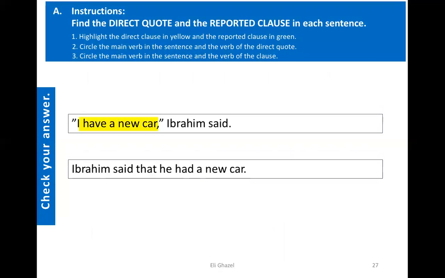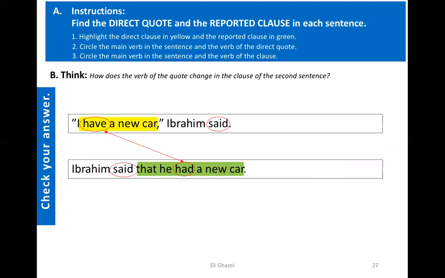I have a new car, that he had a new car. The main verb has got to be said. Again, the clause and the direct exact words are not the main sentence in this case, because we have Ibrahim said something. What did he say? I have a new car. So I have a new car is a what of the sentence.